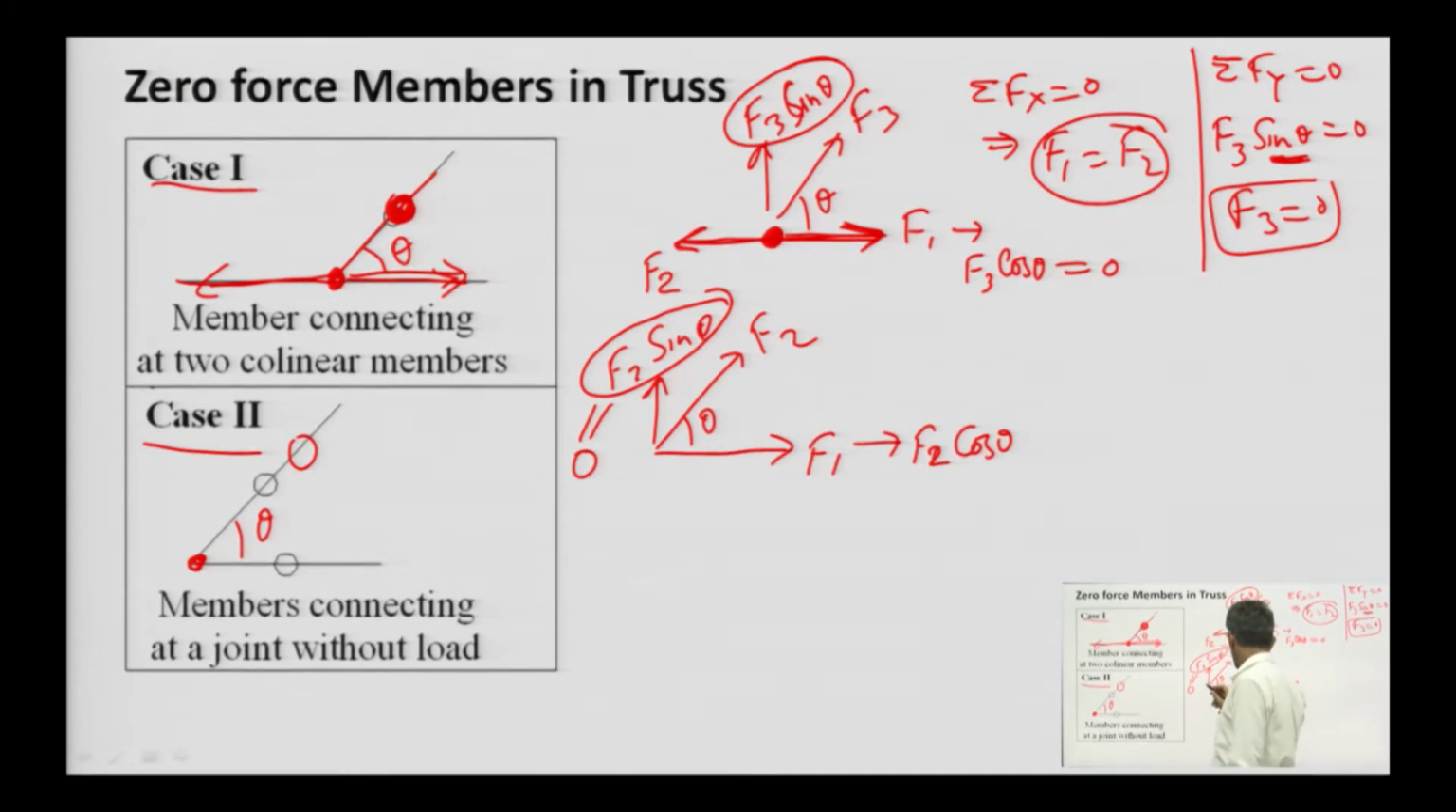okay. And then when we apply sigma Fx equal to 0, since this is 0, F1 needs to be 0, F1 will also be 0. So, that member will not have any force. So, both members have 0 member forces. So, these two conditions we will keep in our mind while identifying the 0 force members.